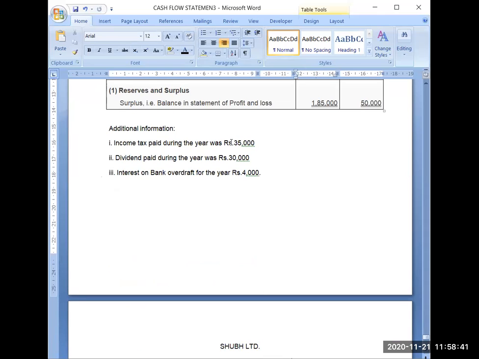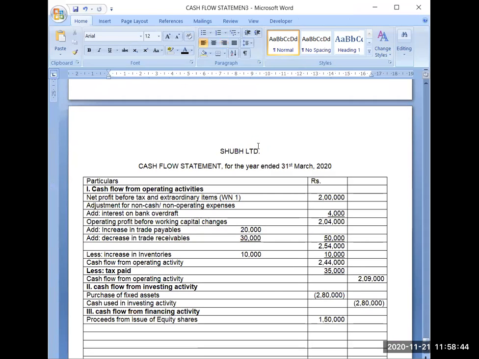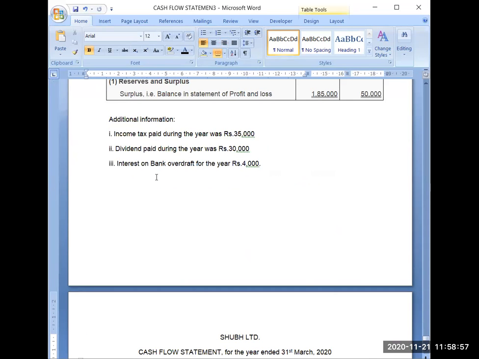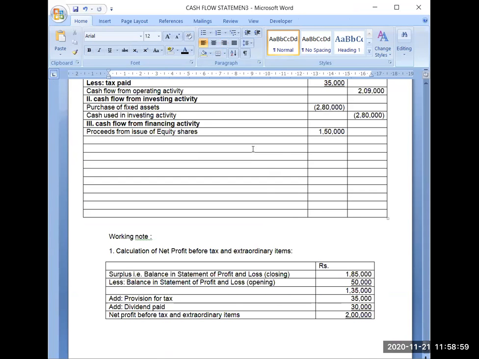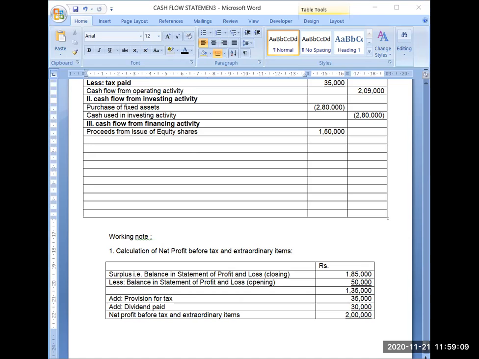Now coming to this information, income tax paid during the year: once it is added in step 1 and once it is subtracted in step 4. Because it is additional information, it is like an adjustment, so it will be attempted 2 times. Completed. Dividend paid during the year, you can see we have added the dividend paid during the year here. And now dividend paid will become the outflow.